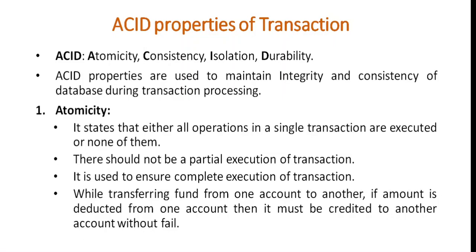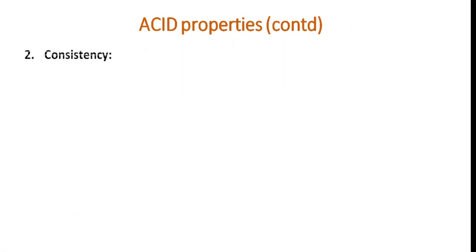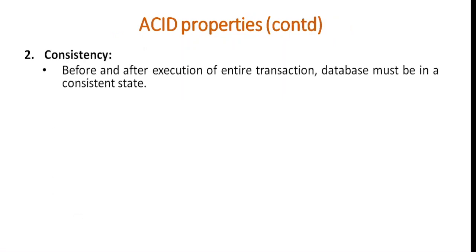And if a transaction fails in between, then we need to abort that transaction. We need to cancel that entire transaction in the atomicity property. Then the next property is consistency.